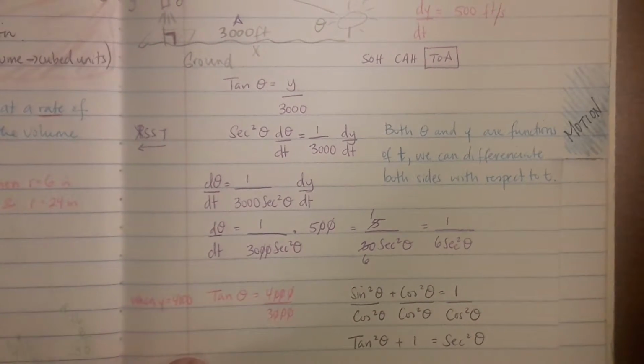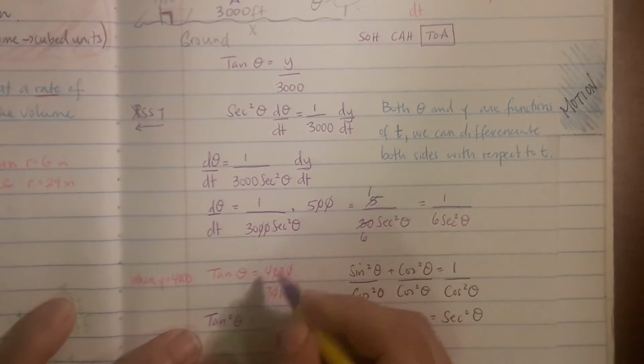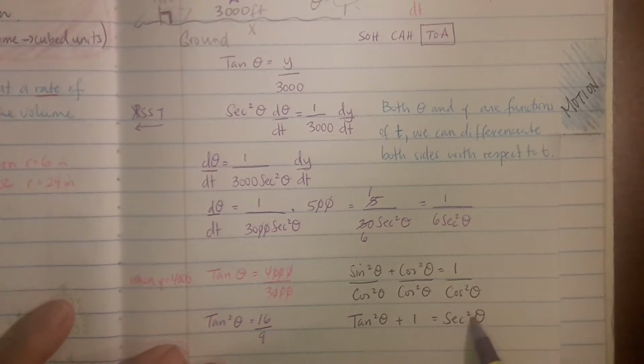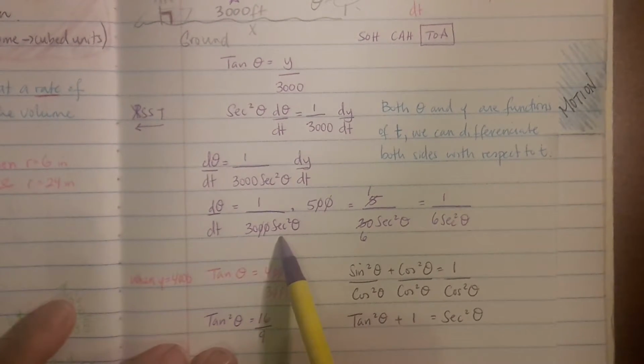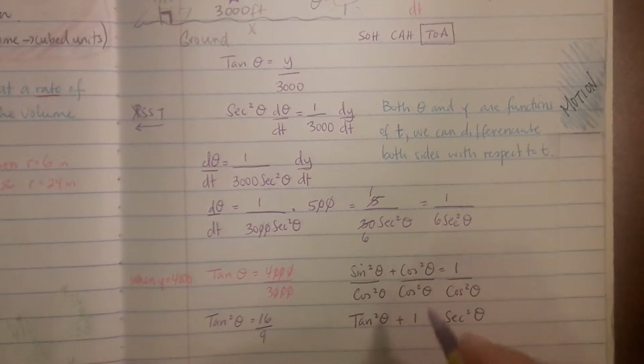So I need tan to be squared. So all I'm going to do is just square what I have right now. So I have tan theta, so all I got to do is square it to make it tan squared. So it's going to be 16 over 9. So plugging that into my identity, I have 16 over 9 plus 1 equals secant squared.